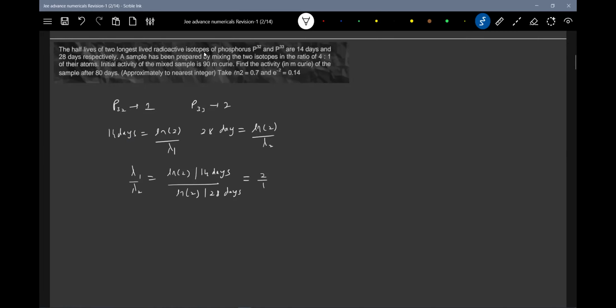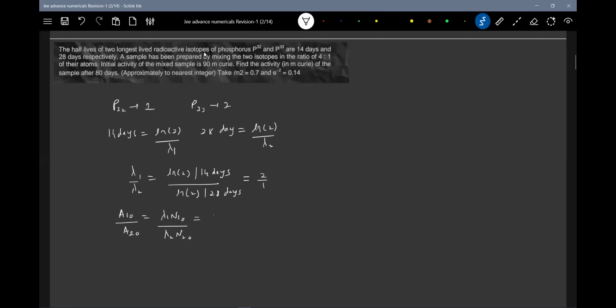Then regarding the activity, it is telling a sample has been prepared by mixing the two isotopes in the ratio 4:1 of their atoms. Let's calculate the initial activities A10, A20. Initial activity is equal to decay constant into initial number. With this, we'll get the initial activities.